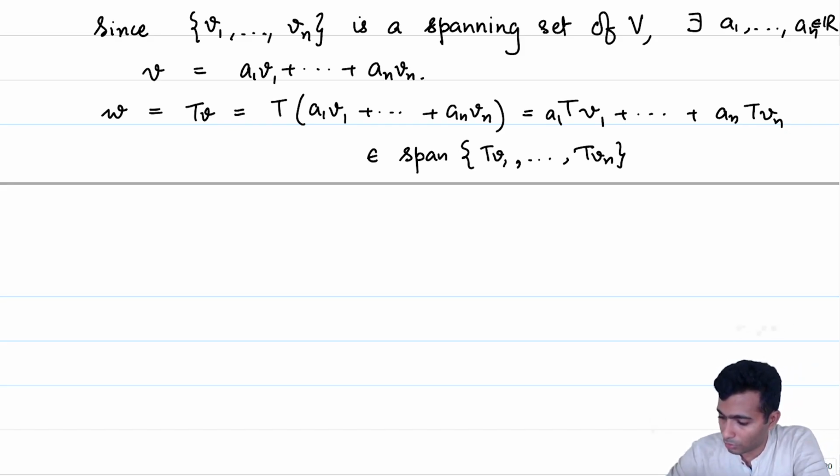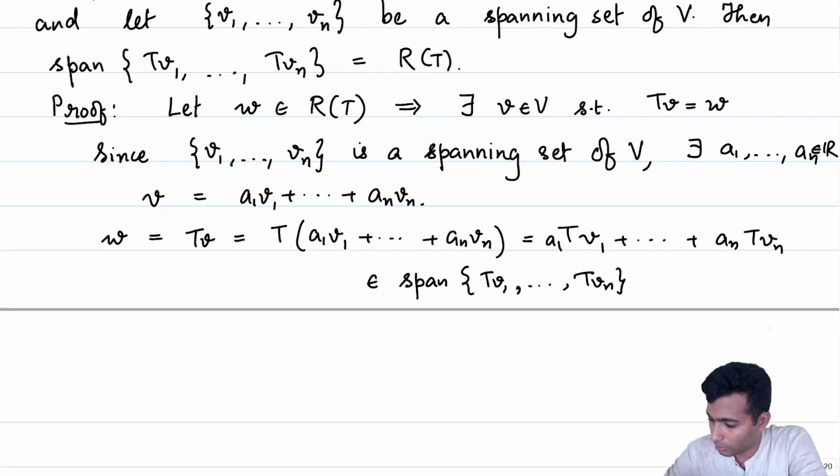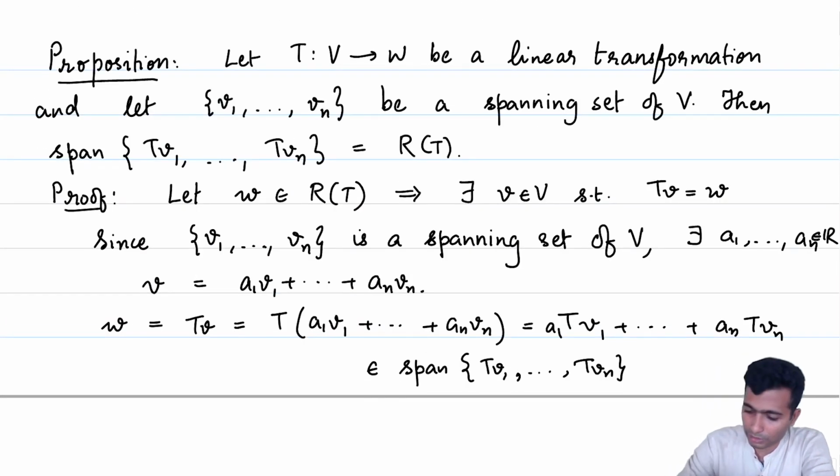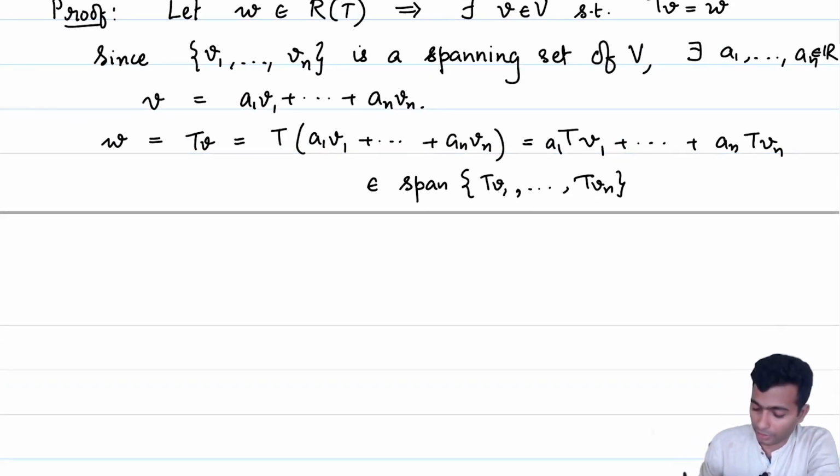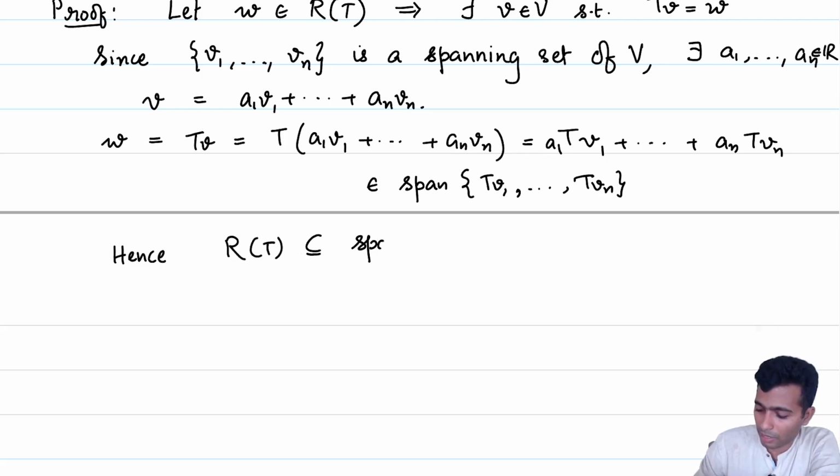As you can see, the very choice of V was such that TV is equal to W. So what we have established now is that W is in the span of TV1, TV2 up to TVn. But our choice of W was arbitrary. Hence R of T is contained in the span of TV1 up to TVn.